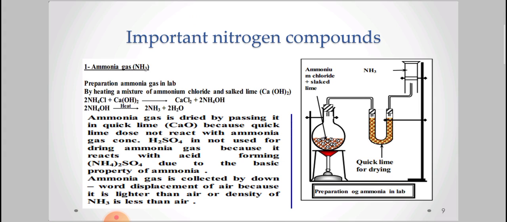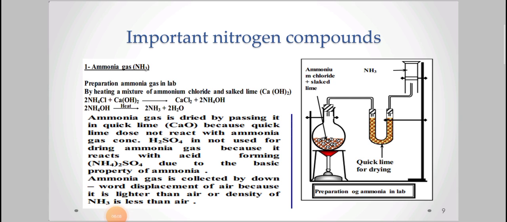Important nitrogen compounds. Number 1, ammonia gas. Preparation of ammonia gas in the laboratory is by heating a mixture of ammonium chloride, 2NH4Cl, plus slaked lime, Ca(OH)2, to give calcium chloride plus ammonium hydroxide. Ammonium hydroxide, when heated, gives ammonia gas and water. Ammonia gas is dried by passing it over quicklime, CaO, because quicklime doesn't react with ammonia gas. But concentrated sulfuric acid is not used for drying ammonia gas because it reacts with it, forming ammonium sulfate.